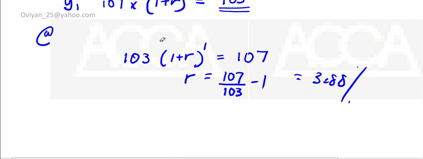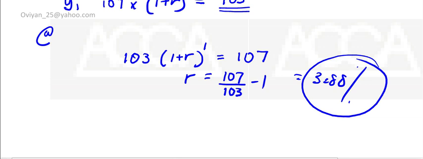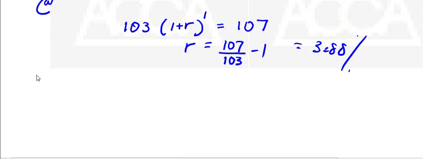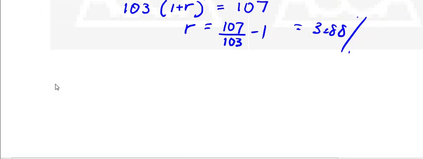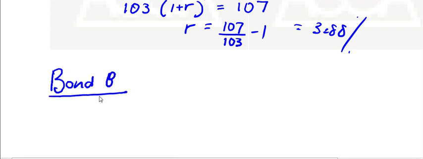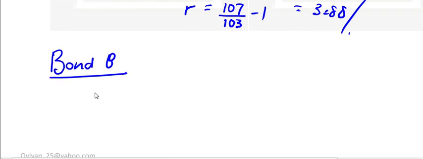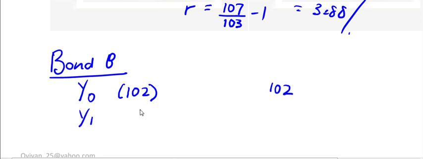I don't want year 1. I know year 1 is so much, correct or not? Year 1 is so much. So what am I going to do? Same concept just now. Bond B is going to be year 0. Year 0, I have to buy at 102. Multiply by 1, it is going to be 102. Year 1, I'm going to get $6.